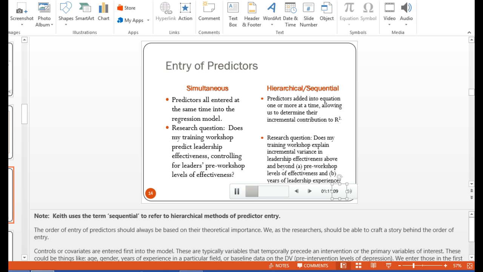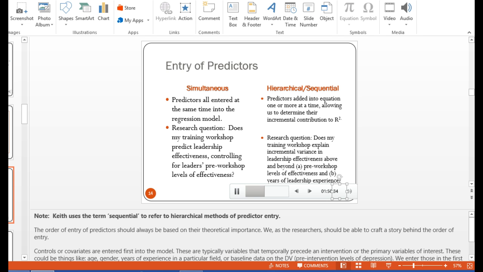The hierarchical method is useful when you have more predictors and you have several control variables. At the most basic level, in the hierarchical method, predictors are added into the equation one or more at a time, in blocks or steps. At each block we assess the incremental change in R-squared. So our research question might be something like, does my training workshop explain incremental variance in leadership effectiveness above and beyond at least a couple of controls?